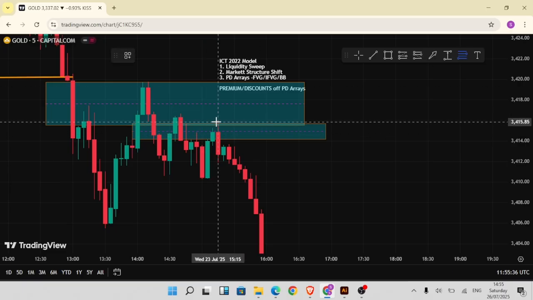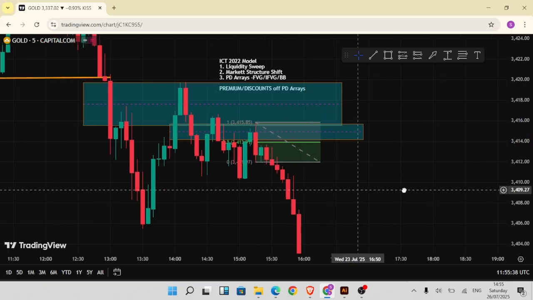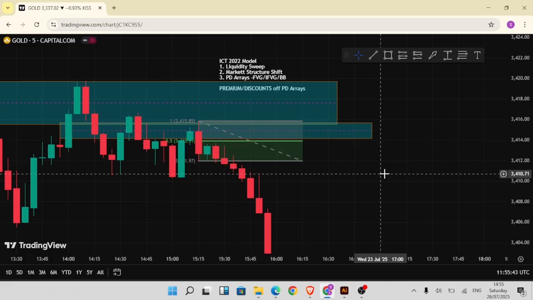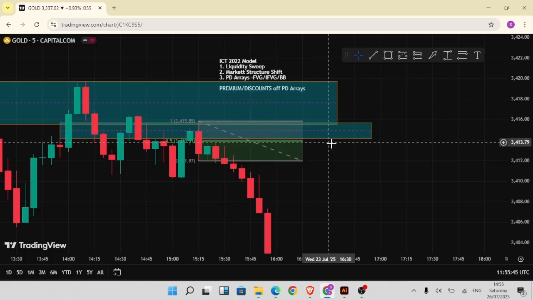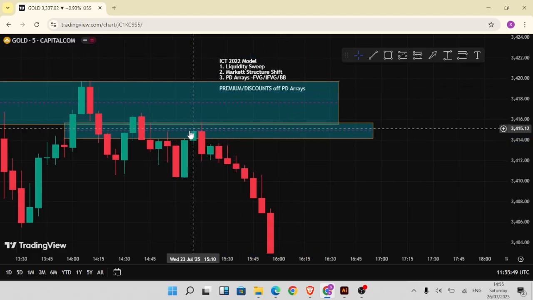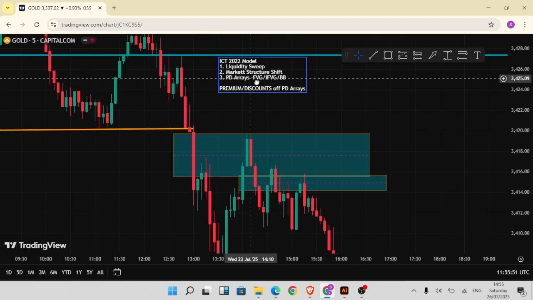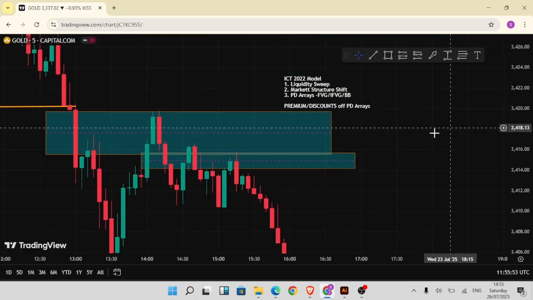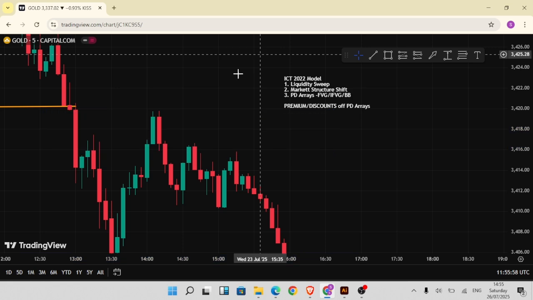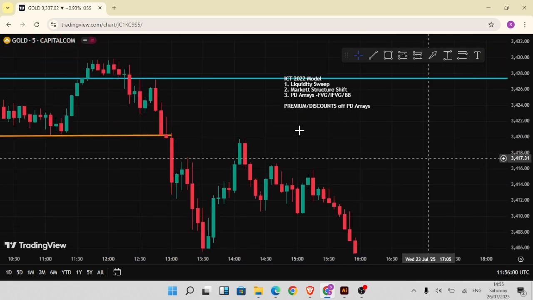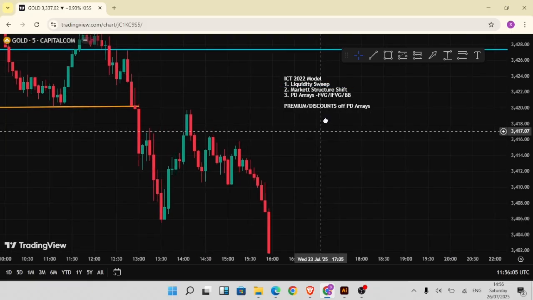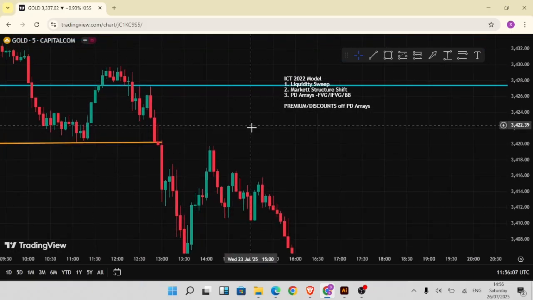You want to check if you would have taken this trade. You did not take the trade because it did not retest at this point. That is how you can make use of your equilibrium PD arrays to take high quality trades, sharper entries, and high risk reward ratios. This was for Wednesday.